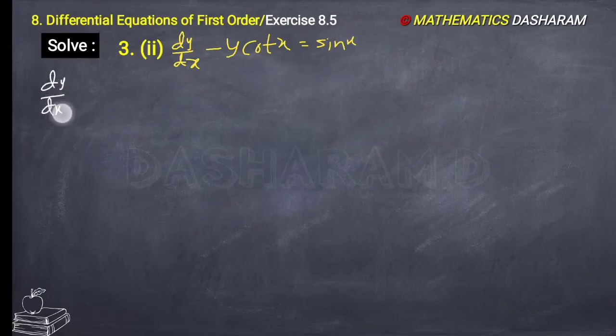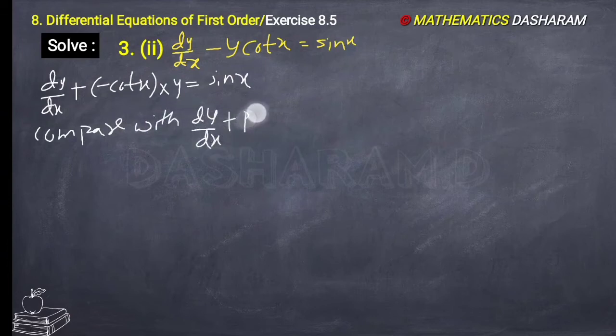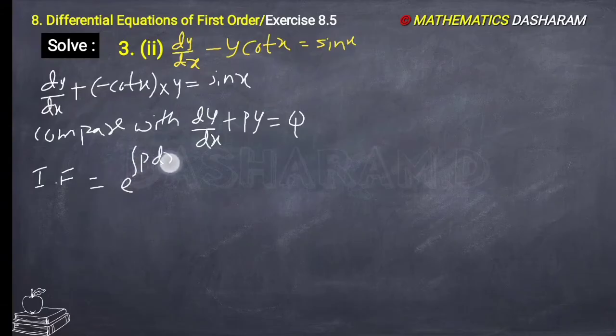Second question: dy by dx minus y into cot x equals sin x. So dy by dx plus, here, minus cot x into y equals sin x. So now compare with dy by dx plus p into y equals q, and find out the integrating factor e to the power of integration p dx. So e to the power of integration, here the p value is minus cot x.